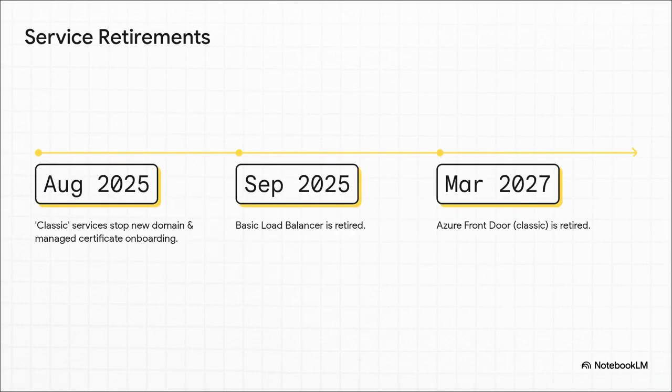And here is a really, really critical heads up. Several of the older classic and basic services are being retired. So if you're still using the Basic Load Balancer or any of those classic services, you need to start planning your migration to their modern versions like Standard or Premium right now. Seriously, these deadlines are coming up way faster than you think.